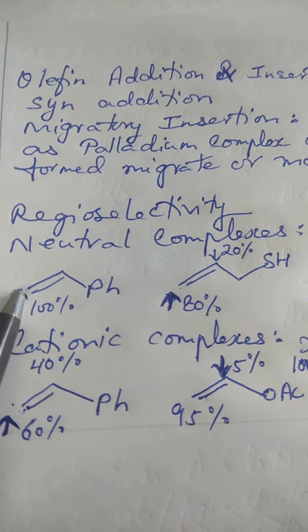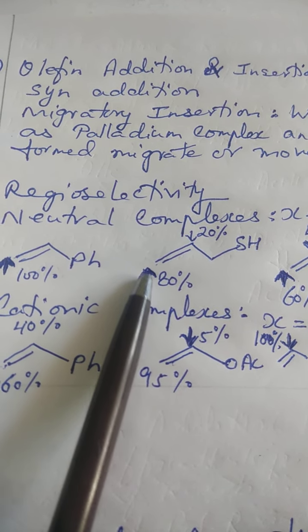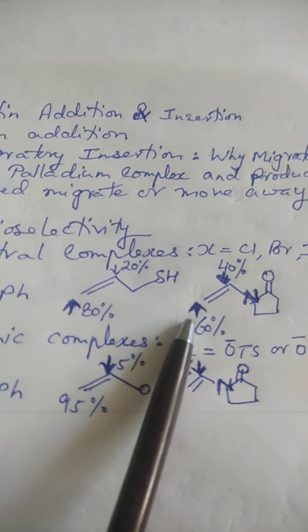If this is the structure, here we will get 80% of the structural isomer, that is, R will be coupled here and 20% here. In this case, R will couple here 60%, this is the ratio, and 40% here, when this happens to be the structure. This is the case of neutral complexes.